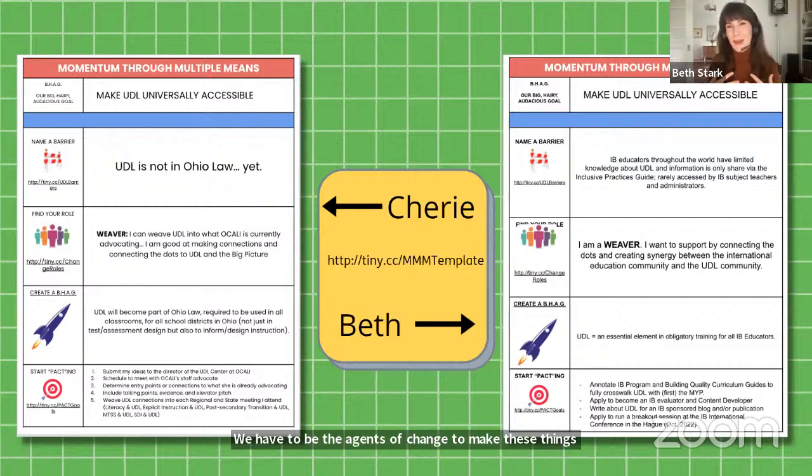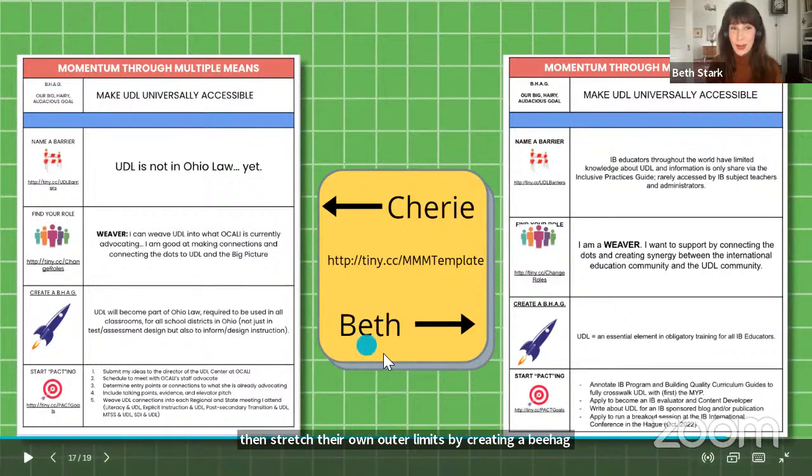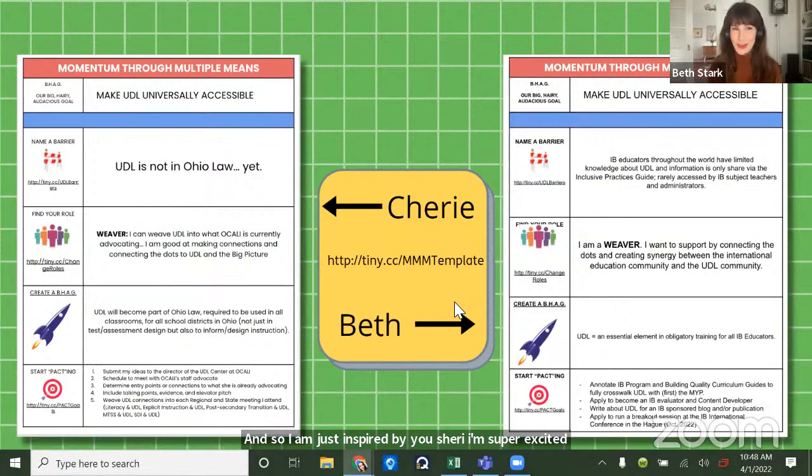And every ecosystem has people who can connect with their strength and what brings them energy, and then stretch their own outer limits by creating a BHAG. And so I am just inspired by you, Sherry. I'm super excited to see you realize this BHAG, because I believe you can do it.